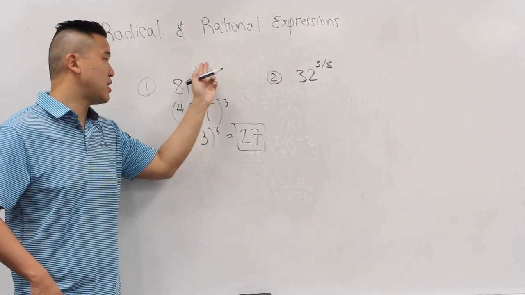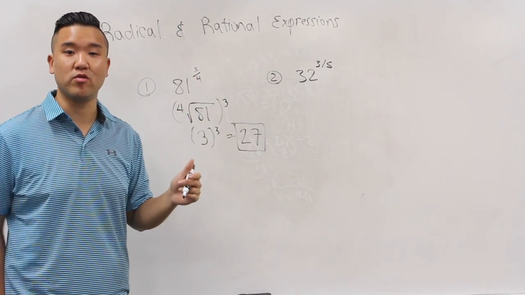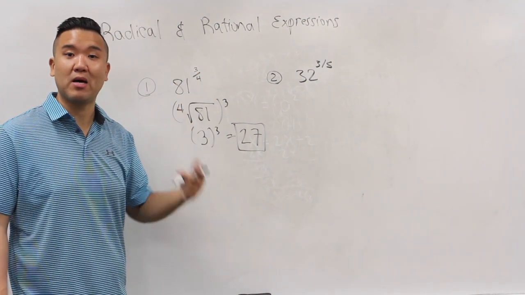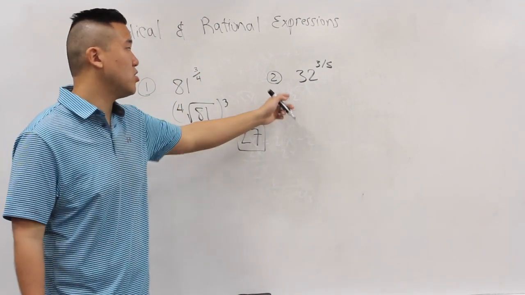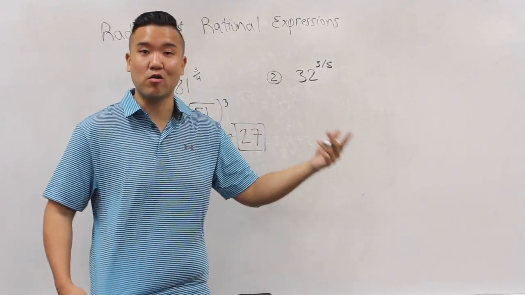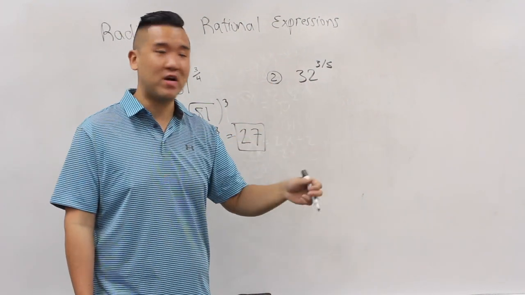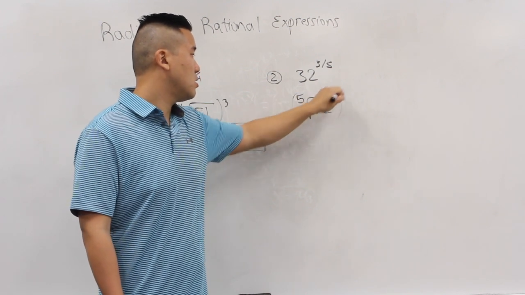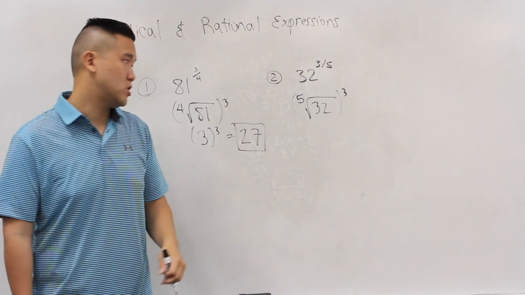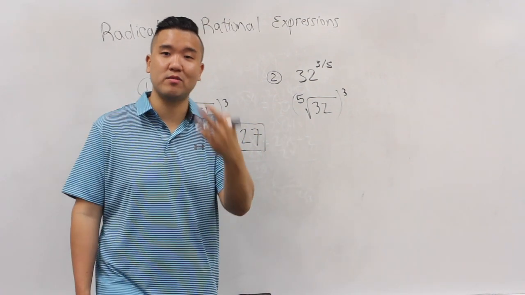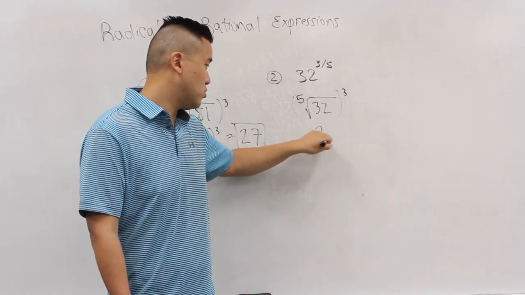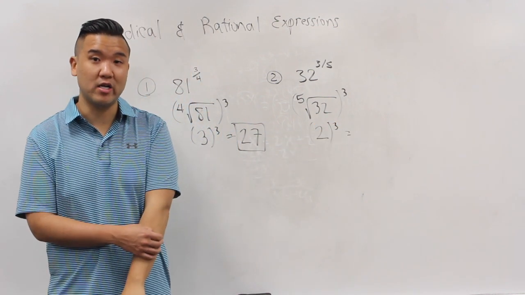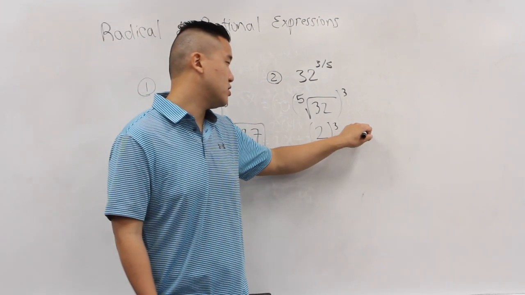As long as you understand power over root, which one's my power, which one's my root, everything else you guys have been doing before. The hardest part is which one's my power, which one's my root. So number 2, let's try that. Once again, which one's my power, which one's my root? 3 is my power, 5 is my root. So it's the 5th root of 32, cubed. What times what times what times what times what is 32? It's 2. And then from there, you get 2 cubed, which tells you what? 2 times 2 times 2, which is 8.